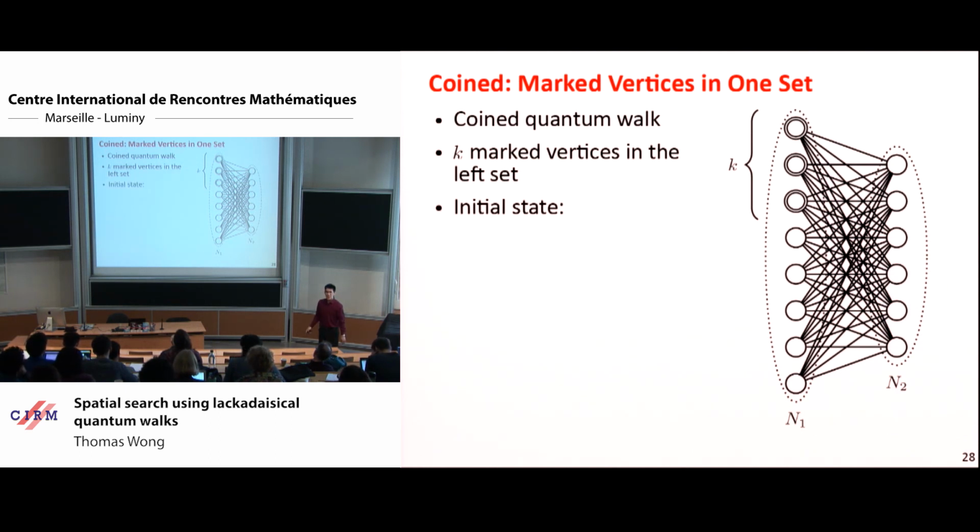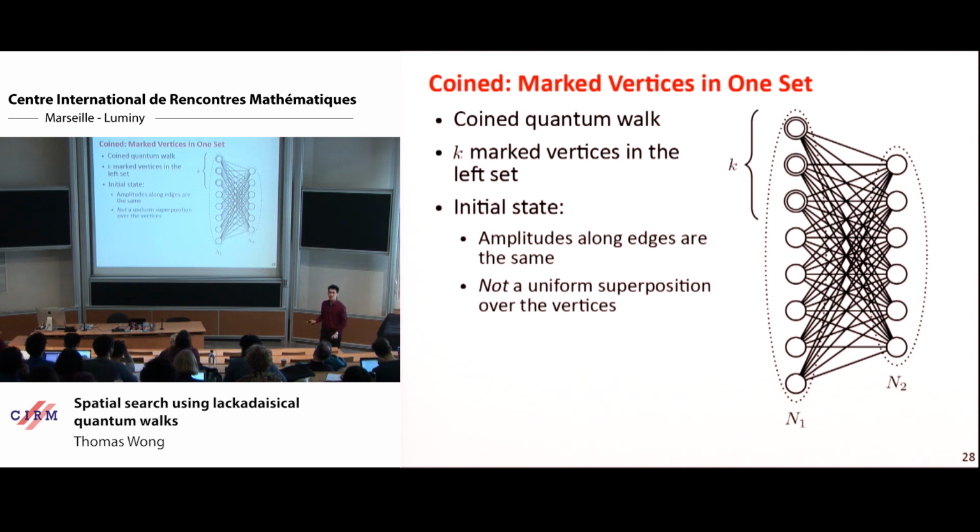And the initial state here is going to be the following. All of these edges have the same initial amplitude. One consequence of this is that this is not a uniform superposition over the vertices, because these vertices have a lot more edges than these vertices here. So these vertices are going to start with a greater initial amplitude. Not all the vertices have the same initial probability now. These actually have a greater probability.